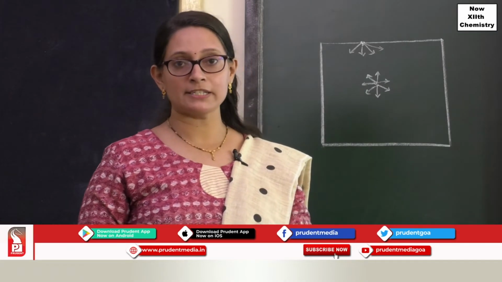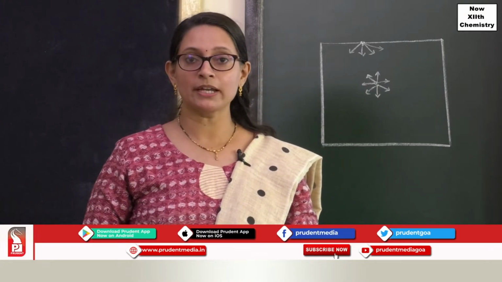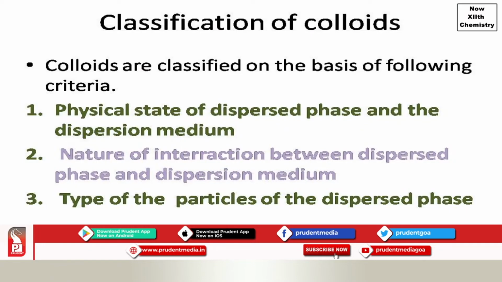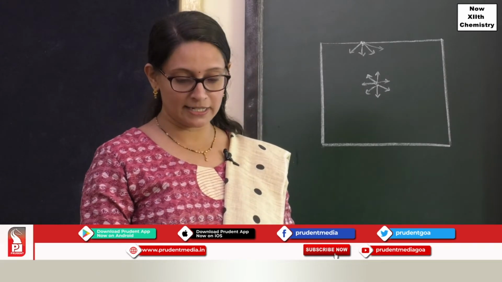Now we will see the classification of colloids. Colloids are classified into three different categories based on three different criteria. The first criteria is physical state of dispersed phase and the dispersion medium. The second one is nature of interaction between the dispersed phase and the dispersion medium. And the third criteria of classification is type of particles of the dispersed phase. Let us see this classification in detail now.